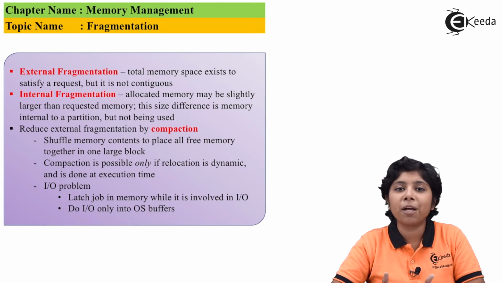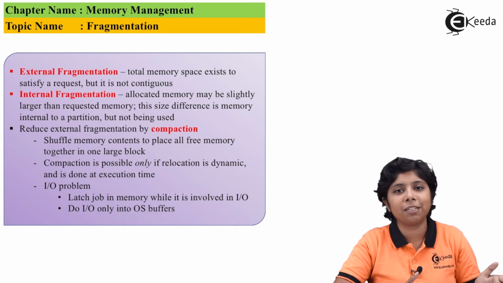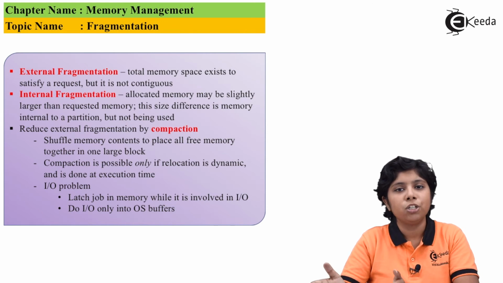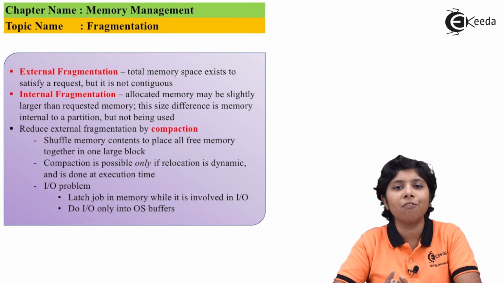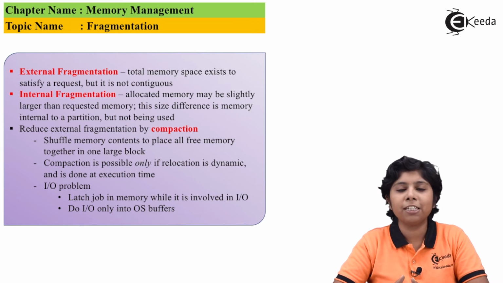But whenever compaction is possible, we must determine its cost. In the simplest compaction algorithm, all the processes are moved toward one end of the memory and all the holes toward the other end. At the other end, we will have one large free block of memory. But this procedure is expensive, as it requires searching for all the holes and the available memory and also moving processes in the opposite direction.